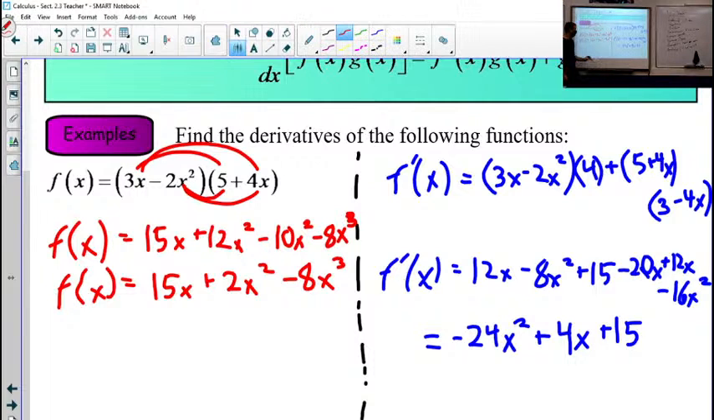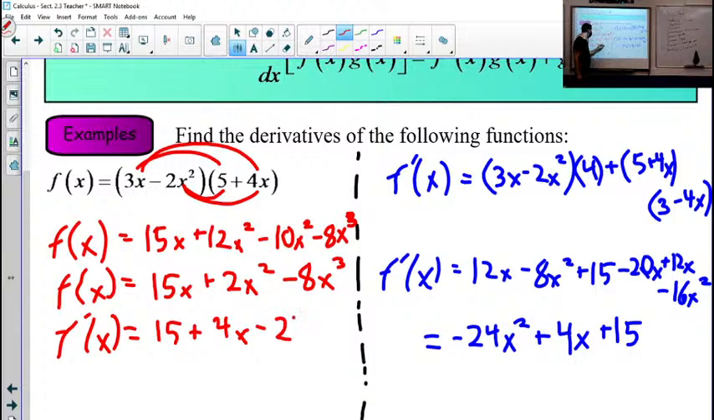Let's see what we get over here. Derivative of 15x is 15. Derivative of 12x squared, 24x. Derivative of 8x cubed, 3 times 8 is 24x squared. Oh my goodness, it's the same answer.